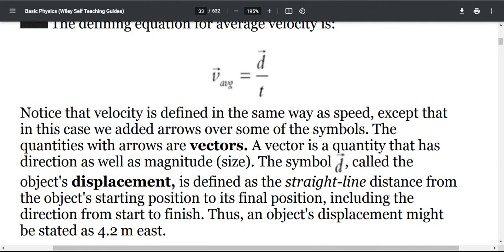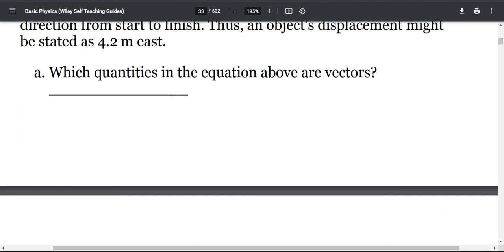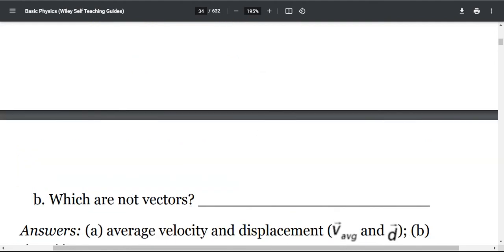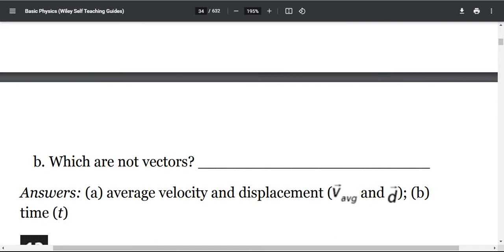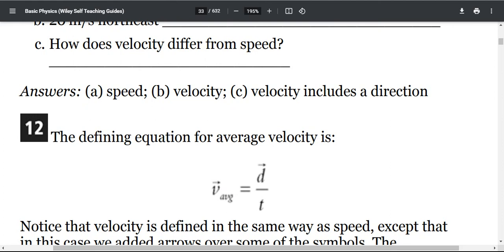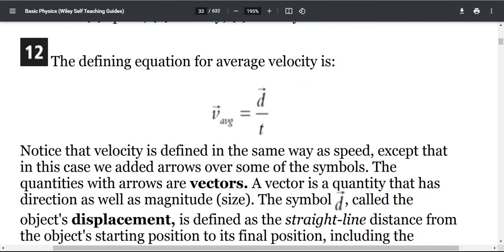So the question is, which quantities in the equation above are vectors? Obviously v and d, because both of those quantities have arrows. The second question is, which are not vectors? Obviously t is not a vector, because t has no arrow. In this equation, v average equals d over t, only v and d have arrows, so they are vectors and t is not a vector.